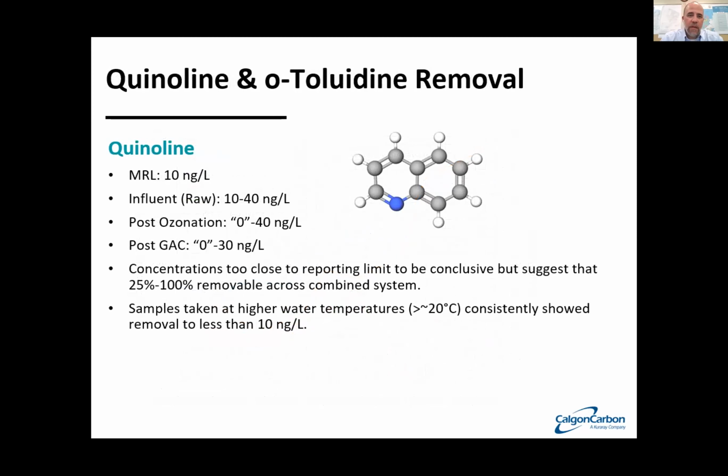So quinoline, I mentioned earlier that we did not have a lot of data to support removal or consistent removal, and that is because the influent concentration was very close to our detection limit. So we would go from 0 to 40, and it varied quite a bit. Looking at the data, the best I can say at this point is you could see 25 to 100% removal across the combined system, but until we had a lower detection limit or higher influent, pretty difficult to make a conclusive takeaway there. The samples taken at higher water temperatures are those, though, that were regularly below 100% removal to below the detection limit.